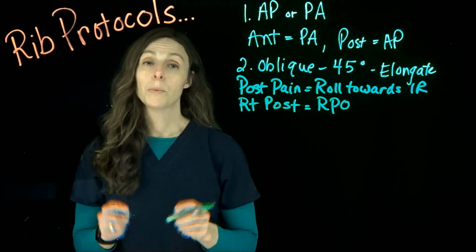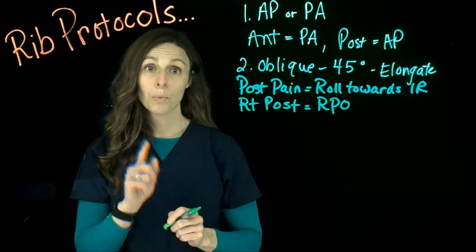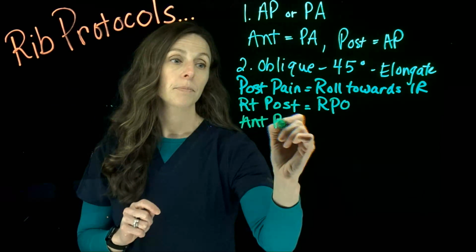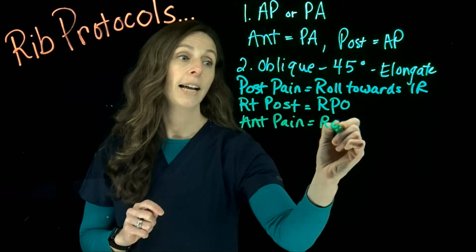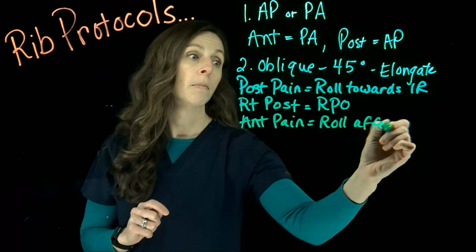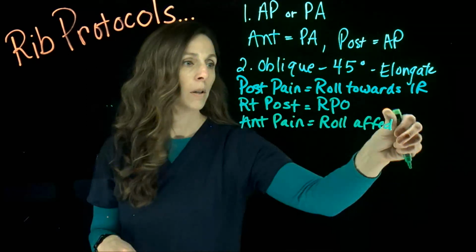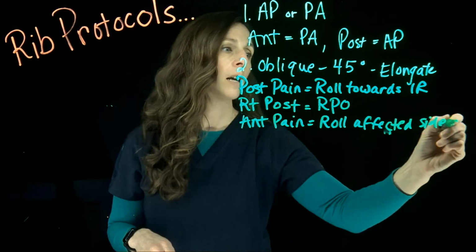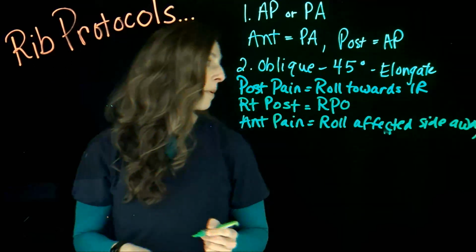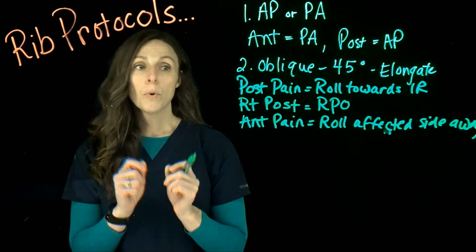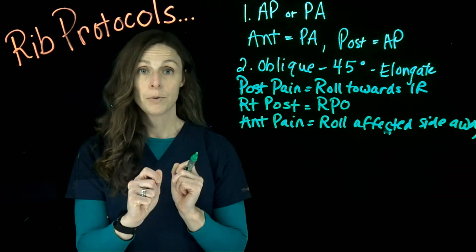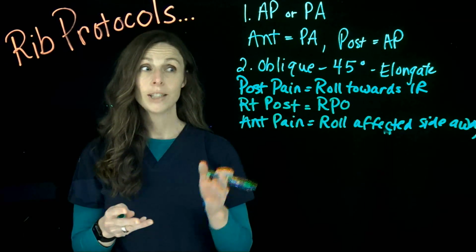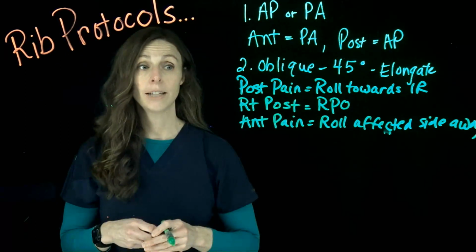Let's say your patient comes in with anterior rib pain though. The rule is a little bit different. Anterior rib pain, you have to roll the affected side away from the IR. If you roll the affected side towards the image receptor when you're doing anterior obliques, you'll actually get foreshortening, which is the opposite of what we want in elongation.